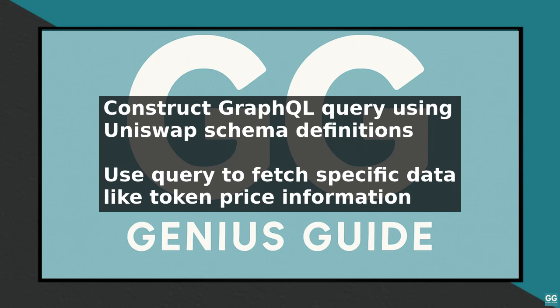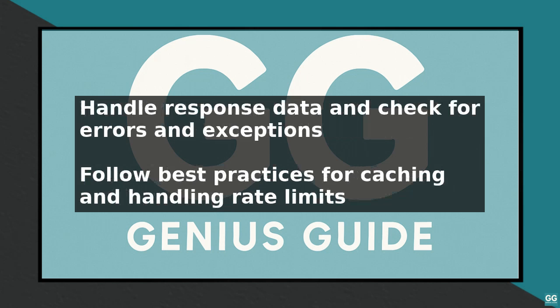Best practices for fetching Uniswap data with GraphQL include caching query results to reduce the load on the API, handling rate limits to avoid being blocked, and using pagination to fetch large datasets. By following these best practices, you can build scalable and efficient applications that integrate with the Uniswap API.